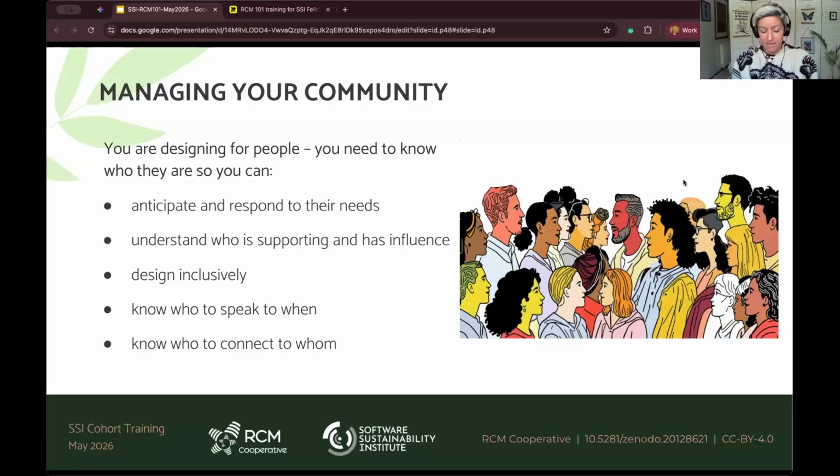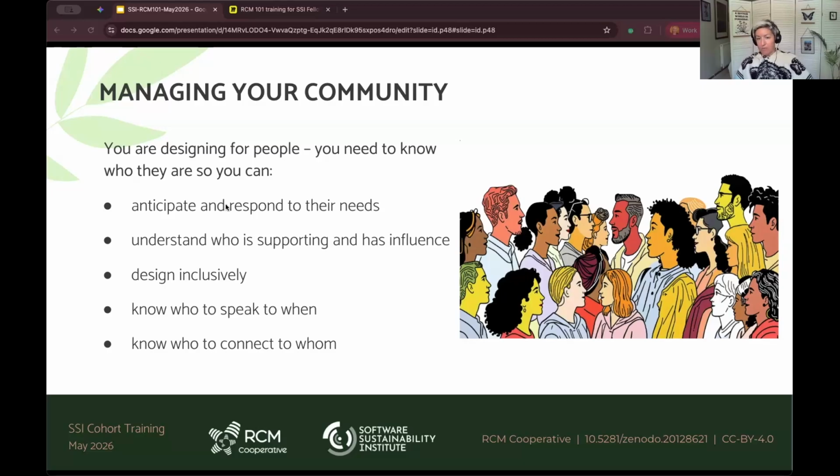The reminder here is that your community are people, and you're designing for people. In order to do that, you need to know who they are. I just moved my cameras around so I can see slides, so apologies. You need to know who your people are so you can anticipate their needs and respond to them. You need to understand where power is in your community, so you know who is influential and who can lend support to specific activities.